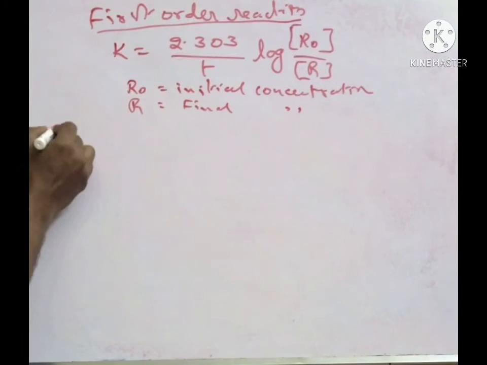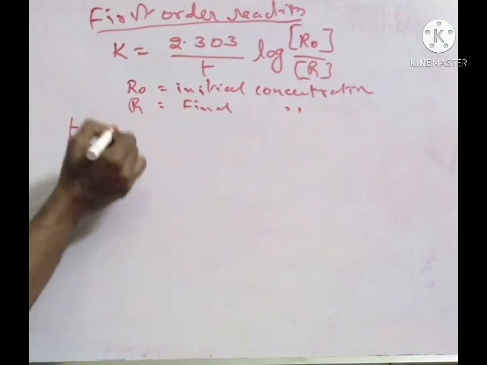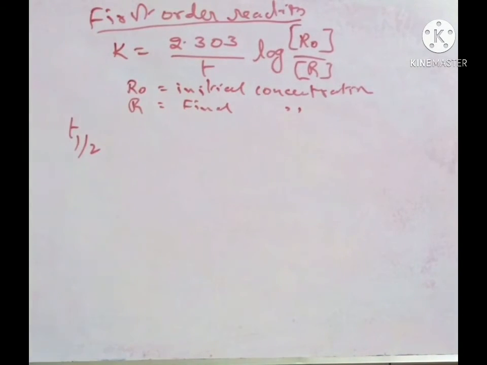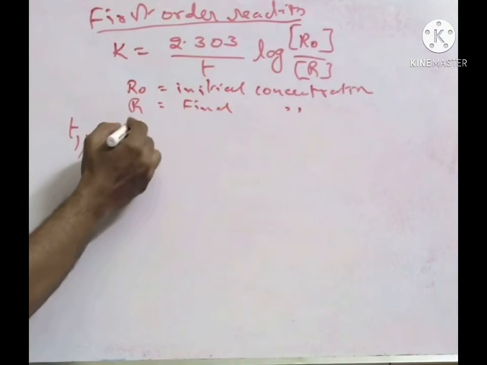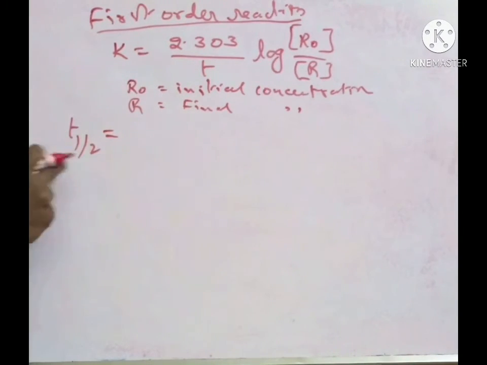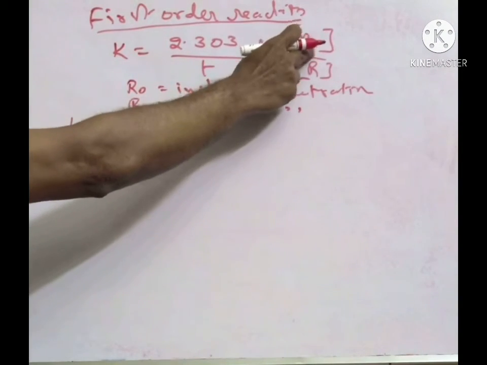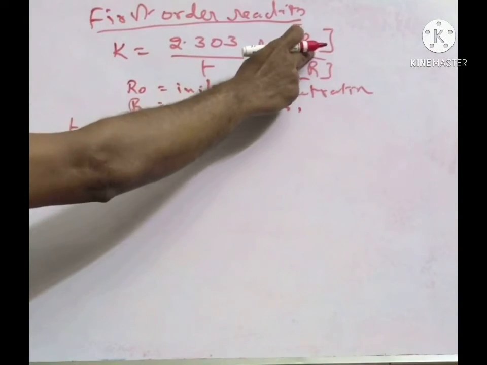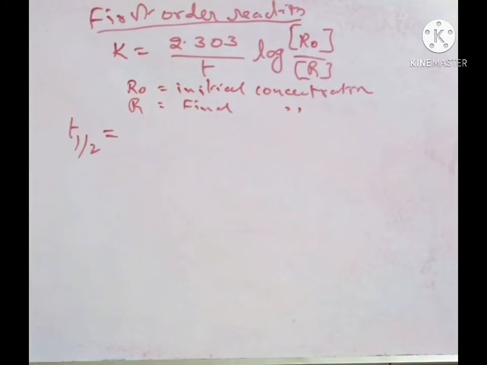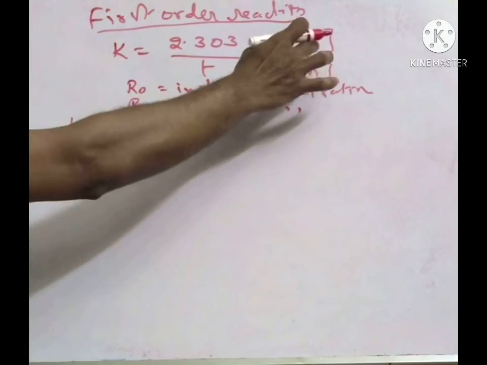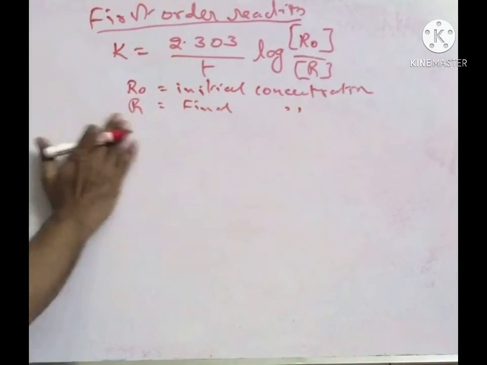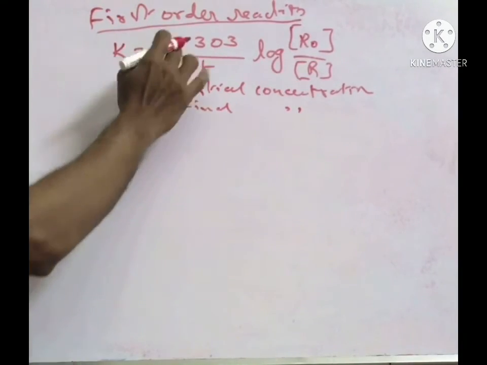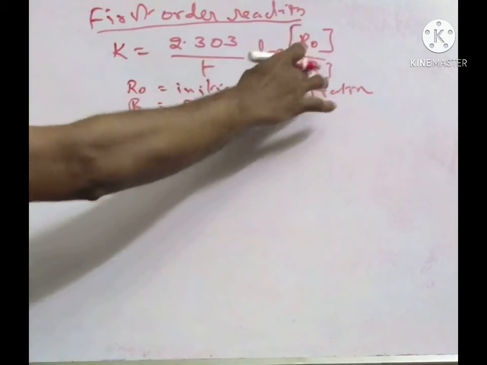So what we said is T half, that is the half-life period of the reaction. Half-life period of the reaction is the time at which the reactant concentration becomes half. That means the time at which R0 becomes R0 by 2. Initially I have the equation K equal to 2.303 by T log R0 by R.